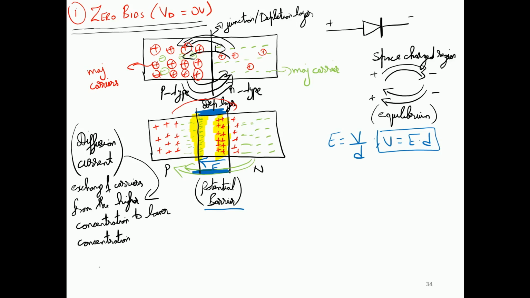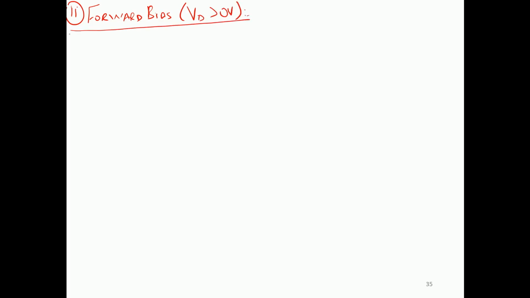Now let us go towards the second scenario and see what happens. So now I'll talk about the second scenario, which is about the forward bias condition, and this is of our interest. So this is called forward biasing, where we apply a certain voltage greater than 0, and this is the most likely case when the diode is in its operational state.